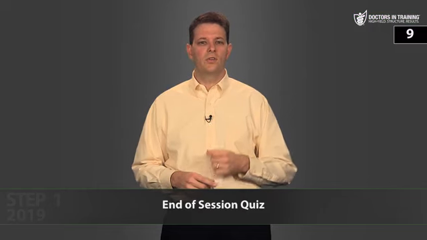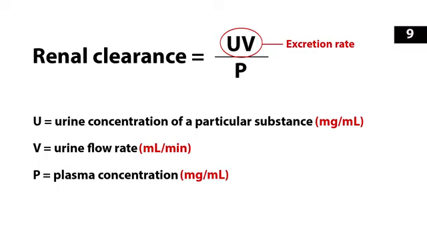Next, what is the equation for the renal clearance of any substance? It's UV over P, urine concentration of the substance times V, or the urine flow rate, divided by the plasma concentration of that substance.